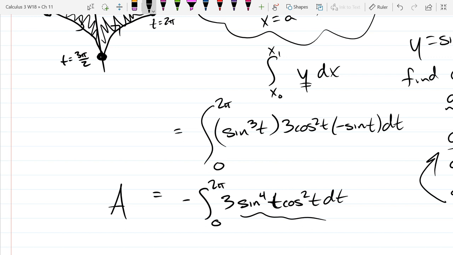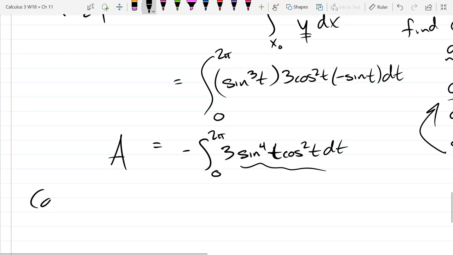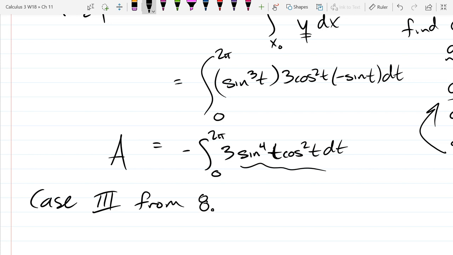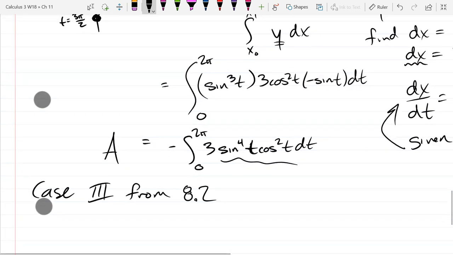And this problem right here would actually take quite a few steps to find. I think they call this case 3 from the trig integrals, 8.2, is that right? Oh, look at that. Oh, 8.2. Oh, yeah, there they are. Case 3 from 8.2. All right, so that should be on your cheat sheet.